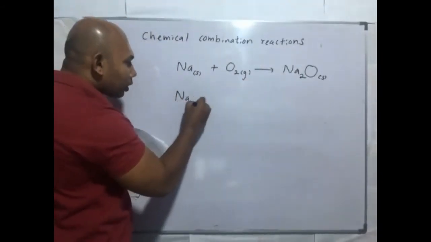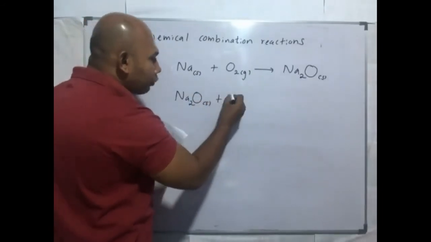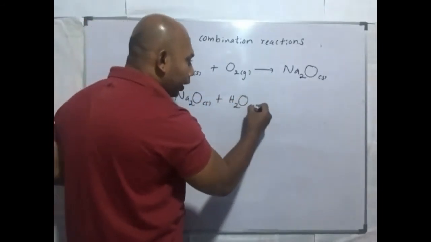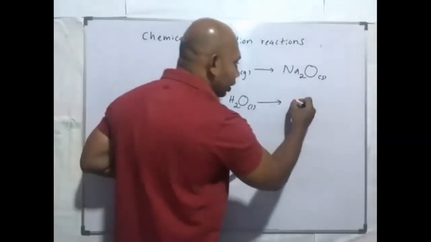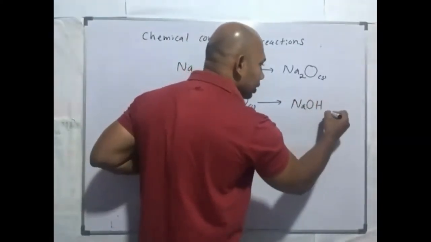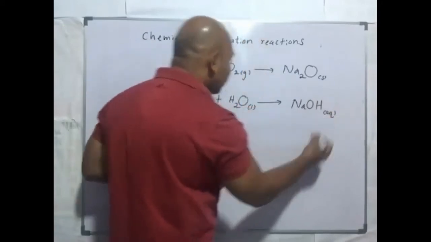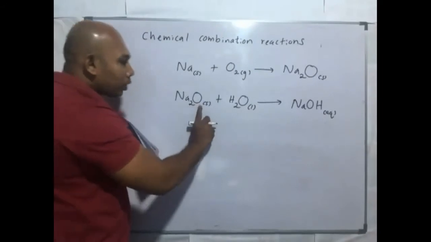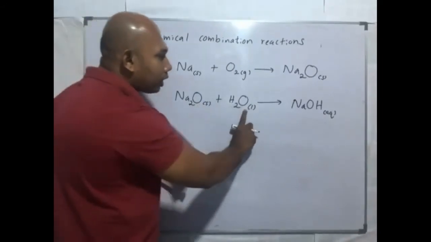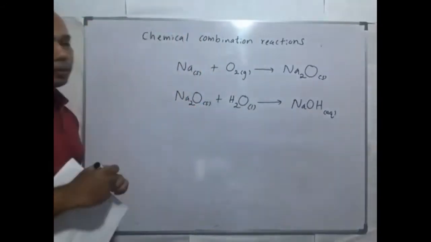Then sodium oxide reacts with water, liquid. Then it forms sodium hydroxide, a strong base, and this is an aqueous solution because water is liquid, right? Sodium oxide reacts with water making sodium hydroxide.